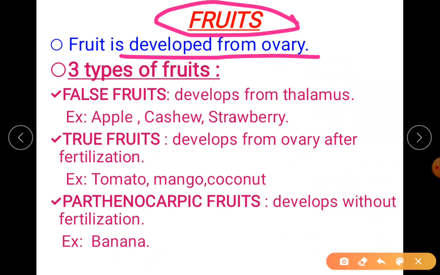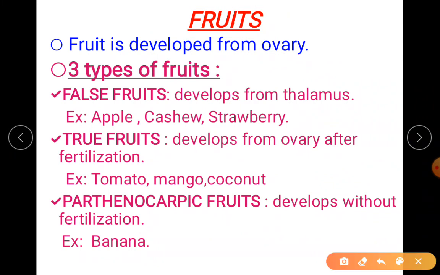Seed, as you have already understood, is the final product of sexual reproduction. Whereas for fruit, you cannot give that answer as final product. Why? Because you have heard about the term parthenogenesis, which gives seedless fruits, called parthenocarpic fruits. So we'll understand the three types of fruits.